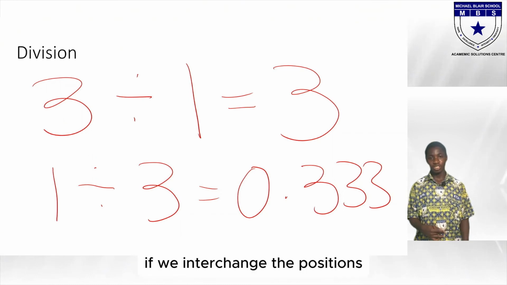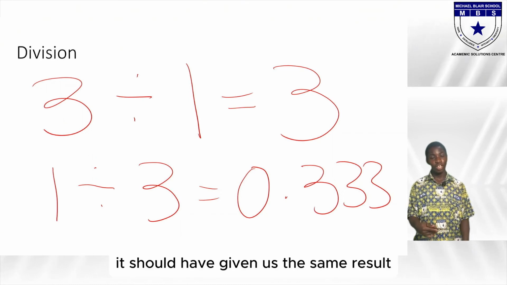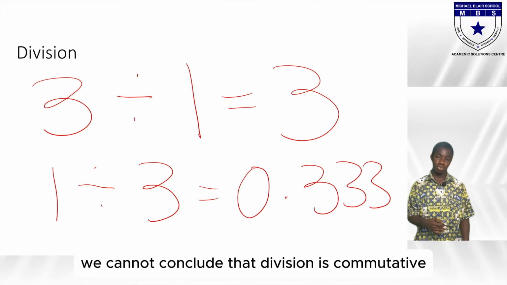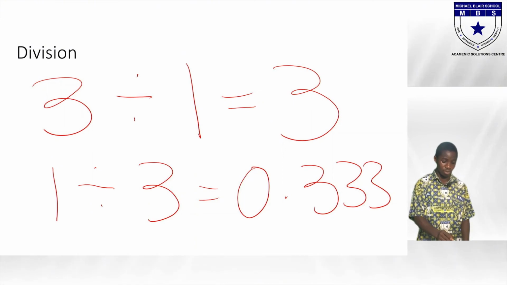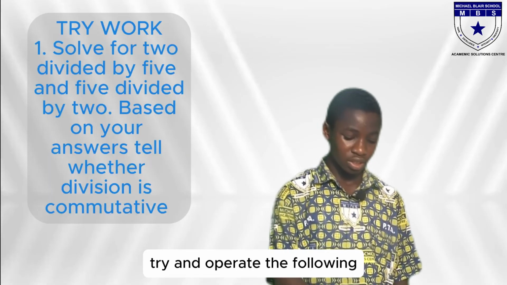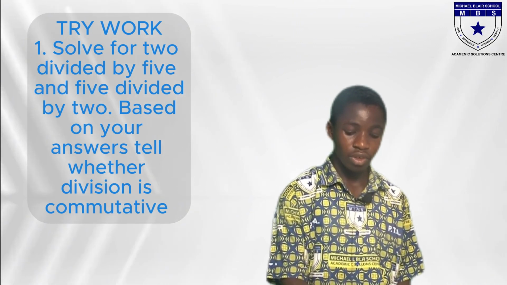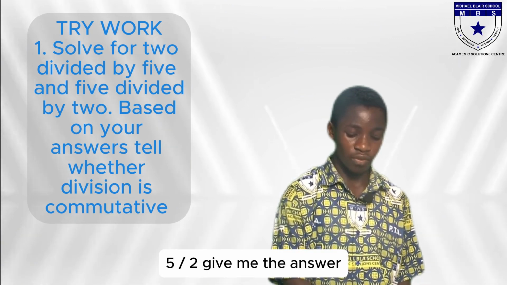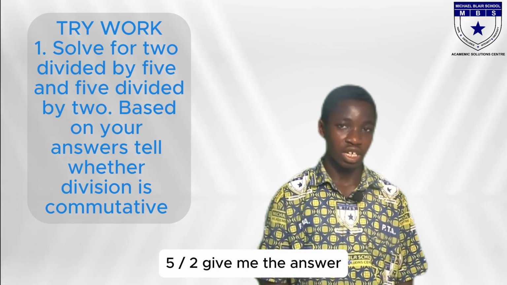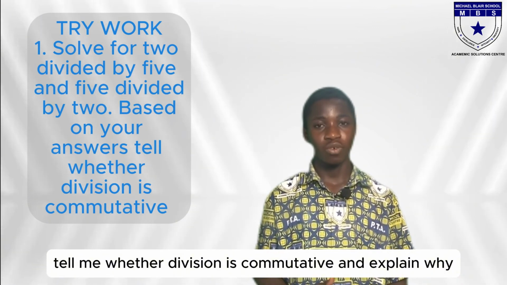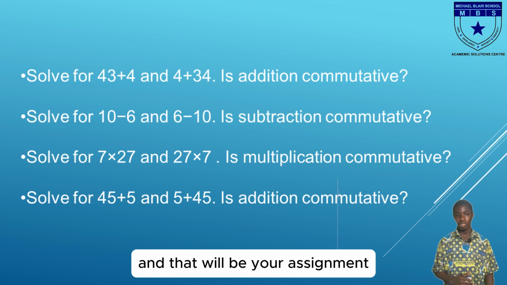If we change the positions, if it was commutative, it should have given us the same result, but it gave us different results for interchanged positions, and therefore we cannot conclude that division is commutative. Try and operate the following, that is 2 divided by 5. Give me the answer. 5 divided by 2. Give me the answer. And based on your answers, tell me whether division is commutative and explain why. And that will be your assignment.